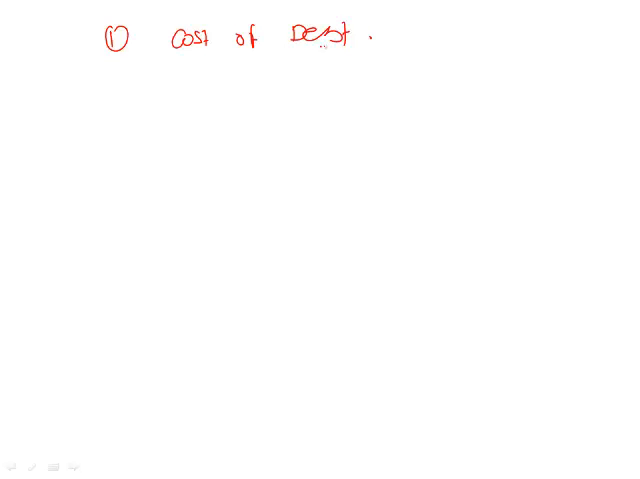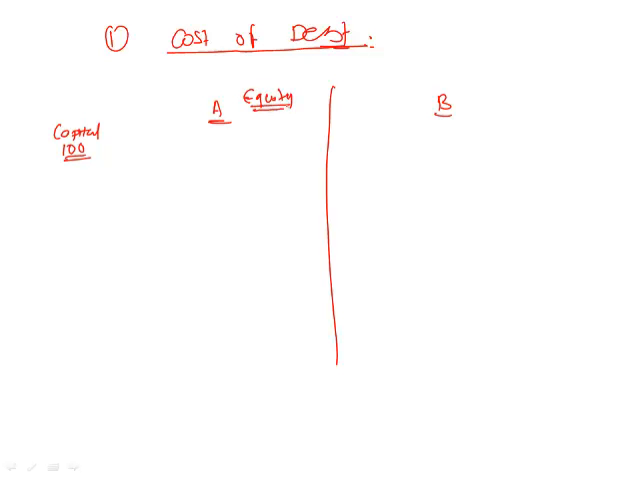Okay. Now let me write two scenarios here. There are two companies, A and B. Okay, they are exactly in the same business. Both of them have total capital of 100. Except that A is a pure equity company. It does not have any debt whatsoever, whereas B has got debt of 80 and equity of 20. The cost of interest has been given as 12.5%.